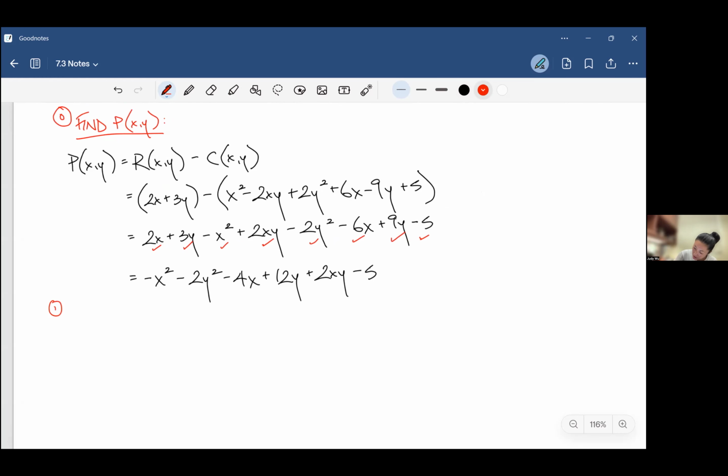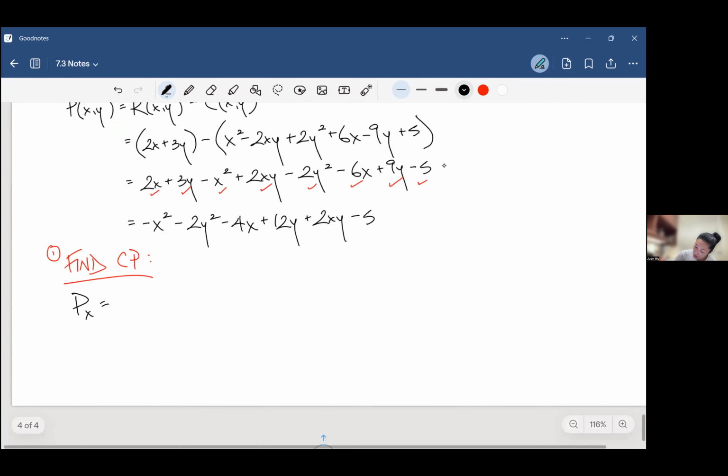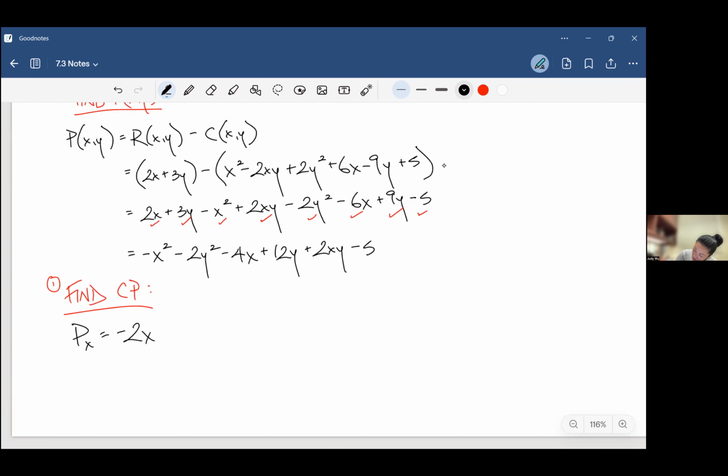Step 1, let's go ahead and find our critical points. And we're going to find them the same way. We're going to find our Px and our Py, and we're going to set those equal to 0. So Px is negative 2x minus 4 plus 2y equals 0. Py is negative 4y plus 12 plus 2x equals 0.